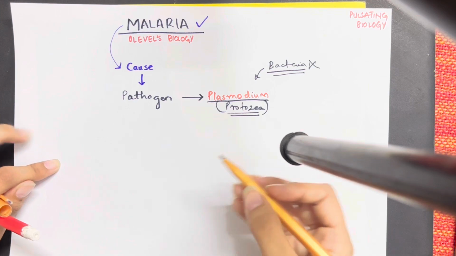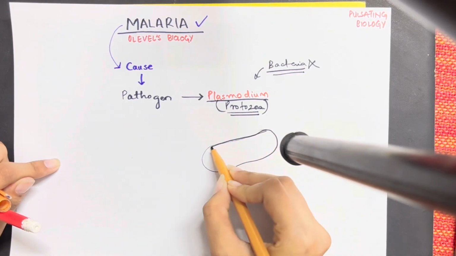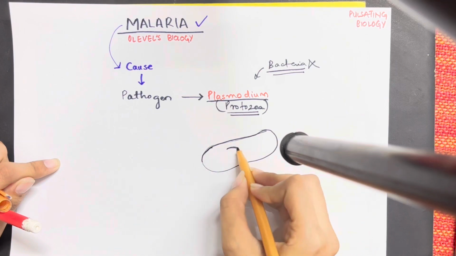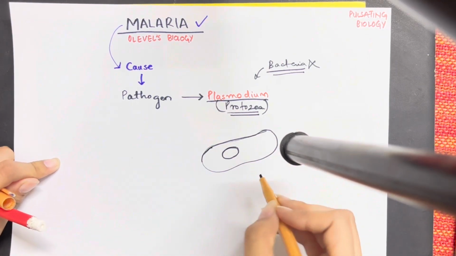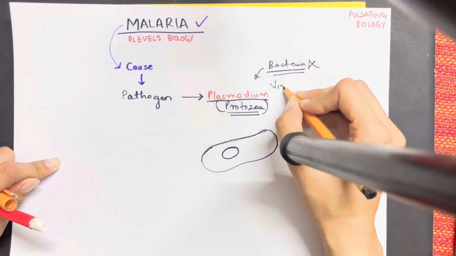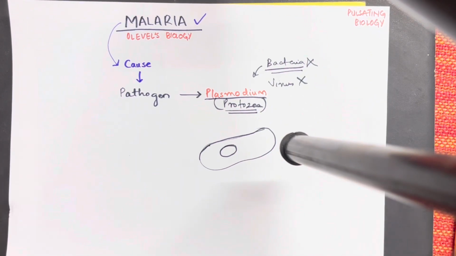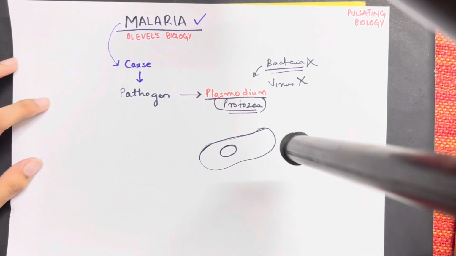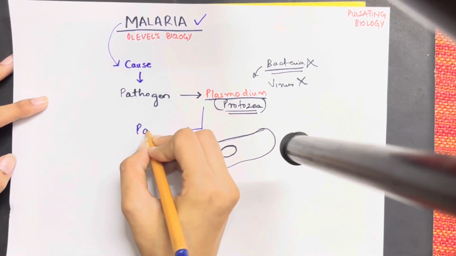Now, to understand more, have a look at this diagram. Protozoa is a single cellular cell that consists of one single nucleus and exists on its own. That's why we say that it is neither bacteria nor virus, it is a protozoa. Protozoa is a single nucleus cell that lives on its own. And the pointer for the plasmodium is that it is termed a parasite.